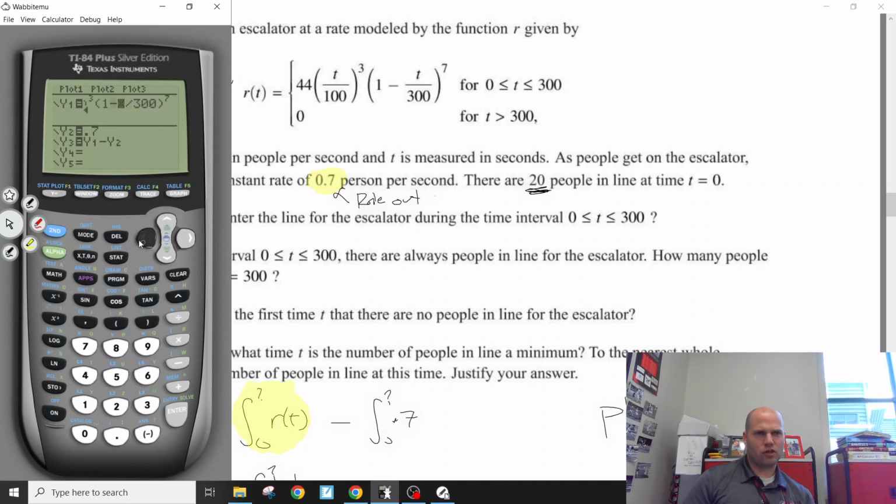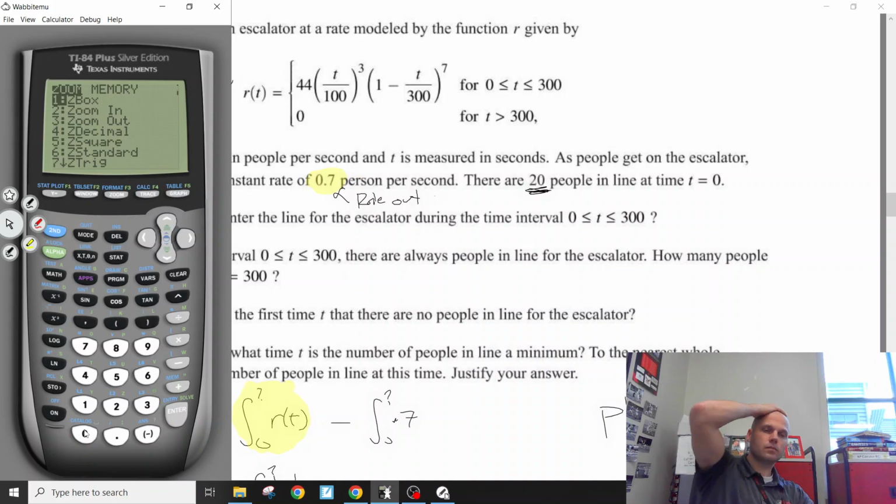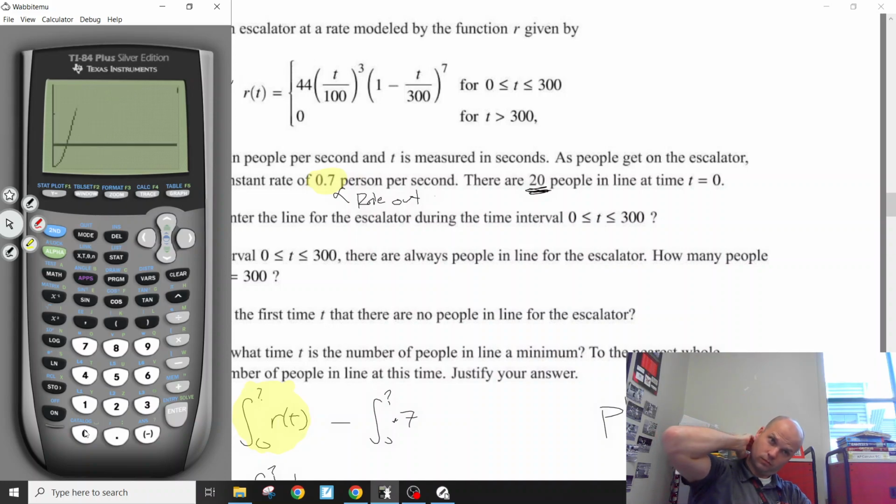Don't show y1. Don't show y2. Show y1 plus y2 from 0 to 300. Zoom fit. Oh boy. Okay, not that bad. 2 sign changes. That's P prime.